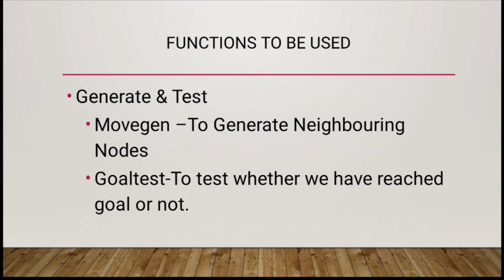If you look at the previous session that we discussed, there we generated many neighboring nodes from a single node. That is possible, and we check whether the node that we have generated has reached the goal state or not. So here I'm going to have two functions: one is the moveGen function and the other is the goal test function. The moveGen function is going to generate neighboring nodes from the initial node, and the goal test is going to check whether the generated node has reached the goal or not.